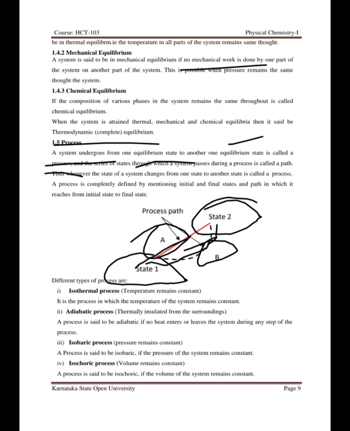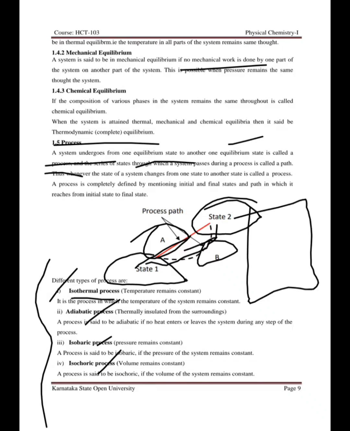There are different types of process: isothermal, adiabatic, isobaric, and isochoric. An isothermal process is one where the temperature remains constant in the system. An adiabatic process is one where the system is thermally insulated from the surroundings, so the internal and external parts of the system do not affect each other. That is known as an adiabatic process.